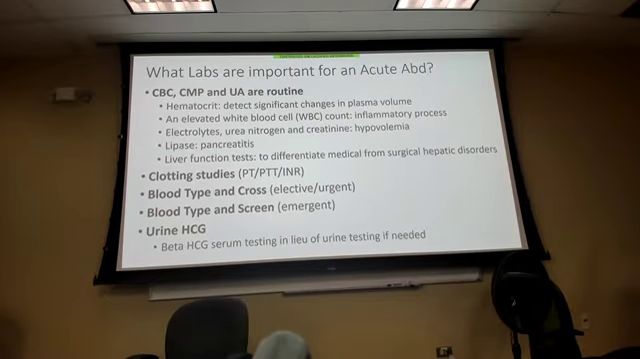Okay. What labs are important? CBC, CMP, UA, all the time. You get those every single time. We want to look at hematocrit. We want to look at the white blood cell count. Is this an infectious process?